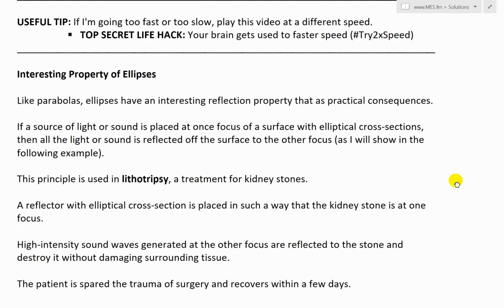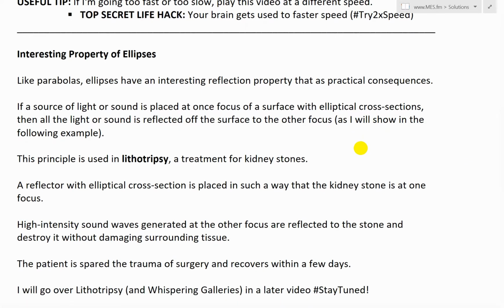Before I get to the example, an interesting property of ellipses: like parabolas, ellipses have an interesting reflection property that has practical consequences. If a source of light or sound is placed at one focus of a surface with elliptical cross sections, then all the light or sound is reflected off the surface to the other focus, as I will show in the following example.